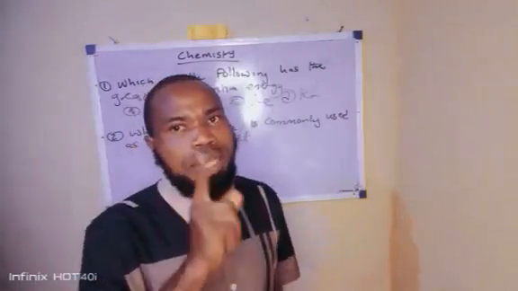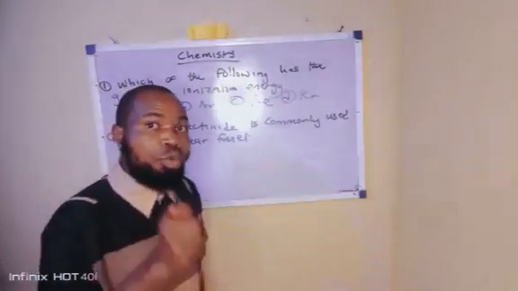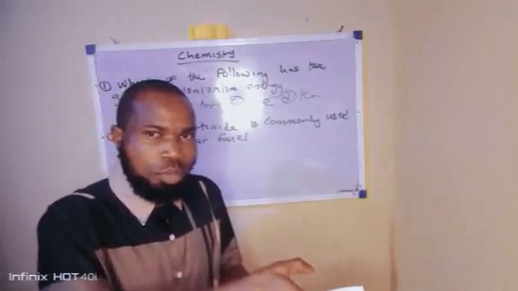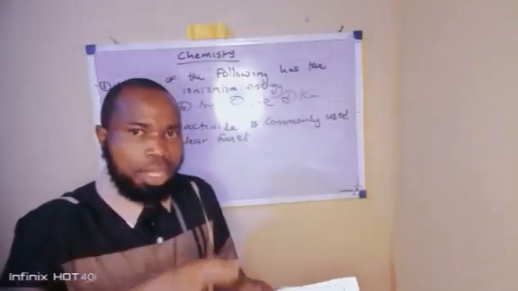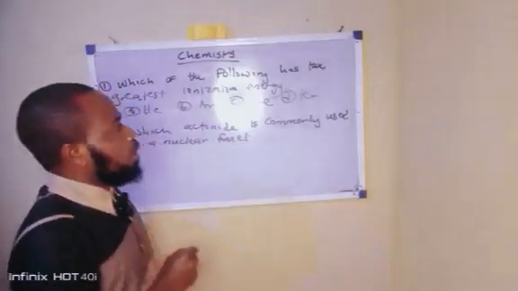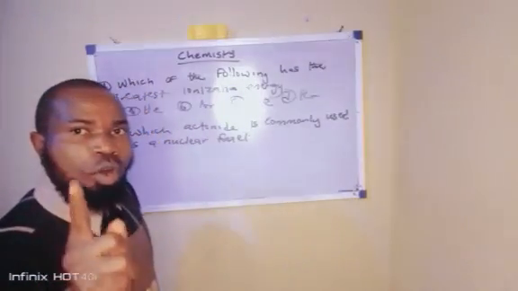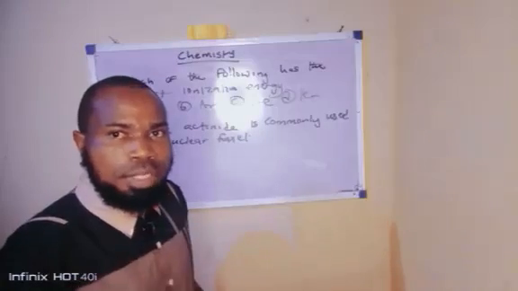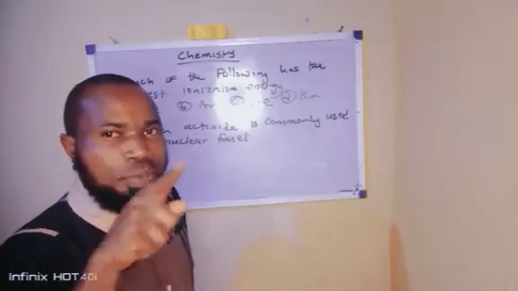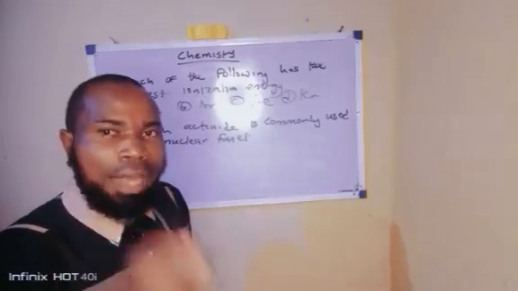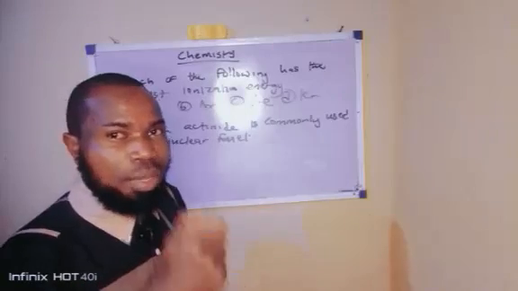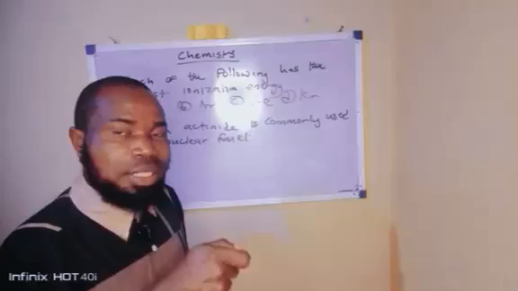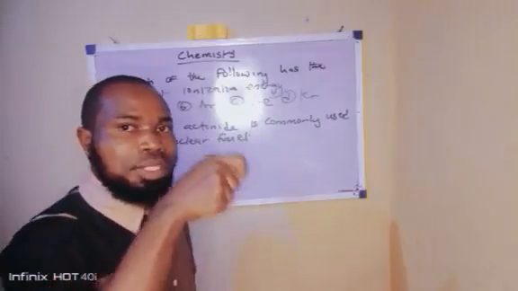Now, dealing with ionization energy, at this time I believe that you ought to know that ionization energy is the energy needed to remove an electron from the outermost shell of an atom. Now, there's the variation of ionization energy with the periodic table. How does it vary? As you move across the period, ionization energy does what? It increases across the period, but decreases down the group.